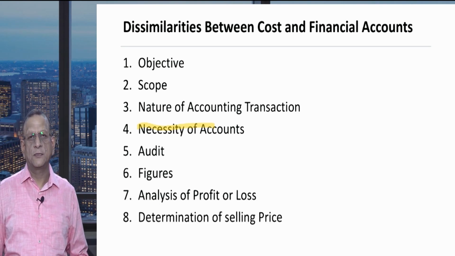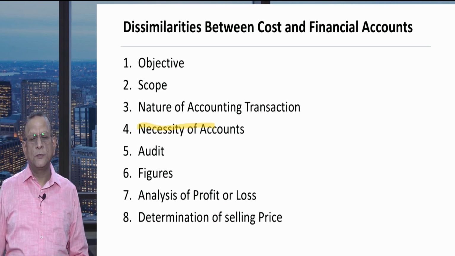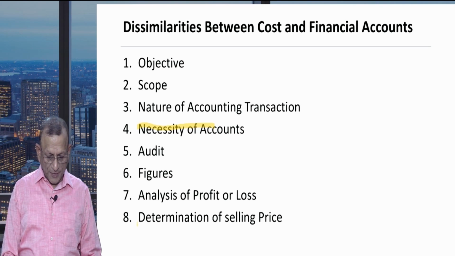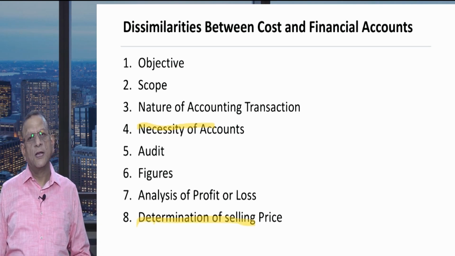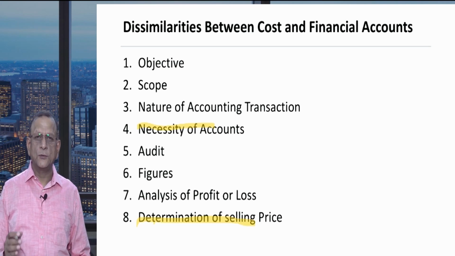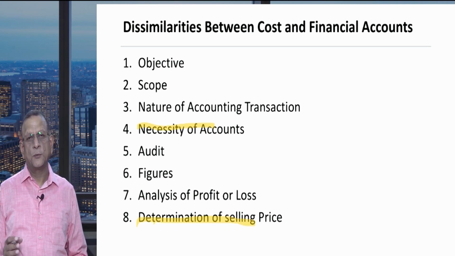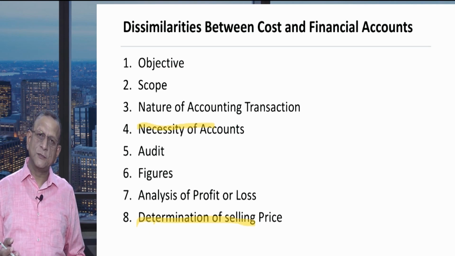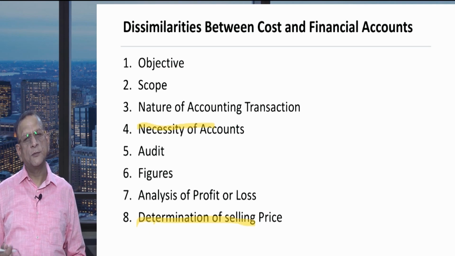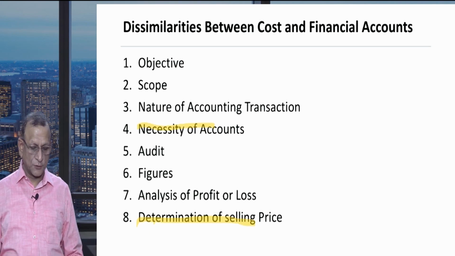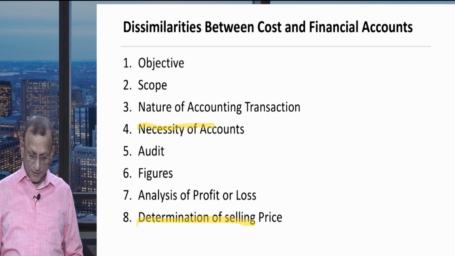Determination of selling price. Financial accounts have a very limited role in determination of selling price, while the cost accounts are there to help us determine the selling price, because we will be able to know the cost of production. On the basis of this cost of production, we will be able to fix the selling price. So, this was something related to dissimilarities between cost and financial accounts.